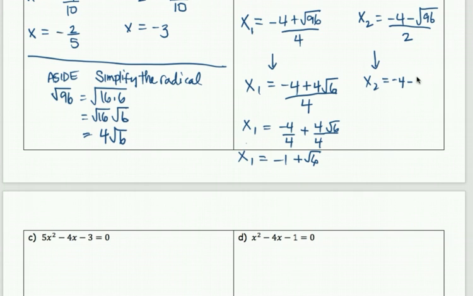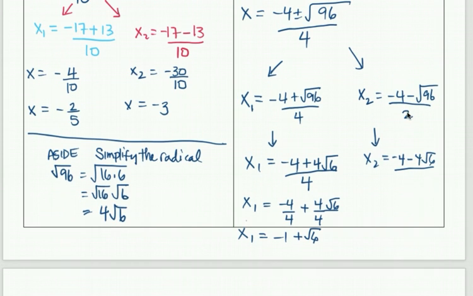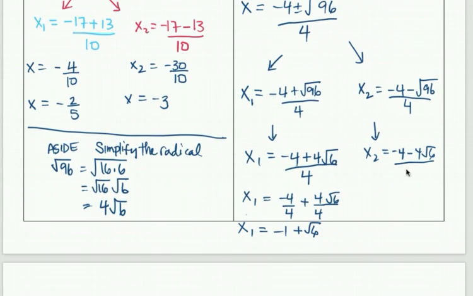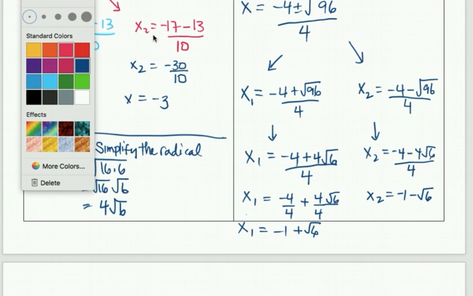Okay, all right, and then here, subtract 4 root 6, all over, whoops, I made a mistake here. It should have been 4, because we had 2 times 2, sorry. And then you saw how it's simplified here, so I'm just going to simplify here. So this becomes negative 1, subtract root 6, like that. And so those are your two roots for this one, okay?